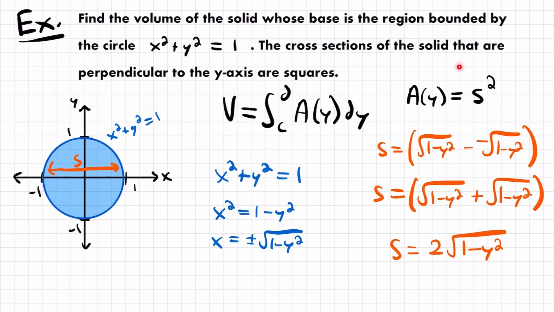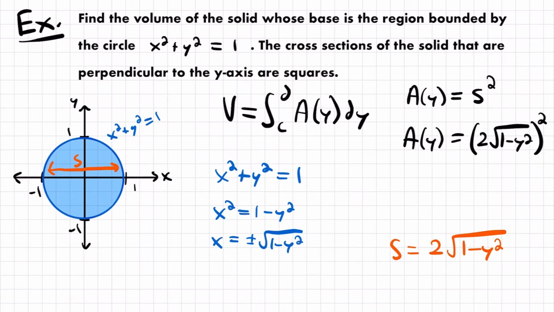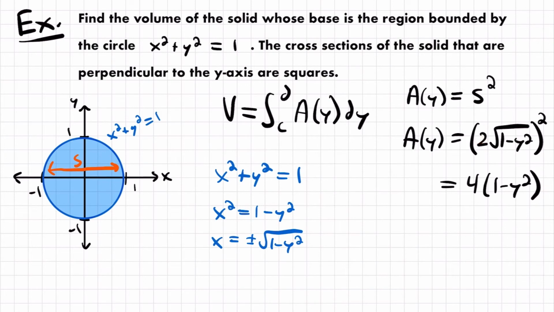All right, and so that is the length of one side of the square, but if we want to determine the cross-sectional area, we need to plug this in for s in this equation. And so if I erase this work right here, we will have that the cross-sectional area in terms of y is equal to 2 times the square root of 1 minus y squared, squared. And so if we simplify that, the cross-sectional area will be equal to 4 times 1 minus y squared. Right, we just squared each of these factors, so 2 squared is 4, and if you square a square root, you're just left with what is inside, and so we have 4 times 1 minus y squared.